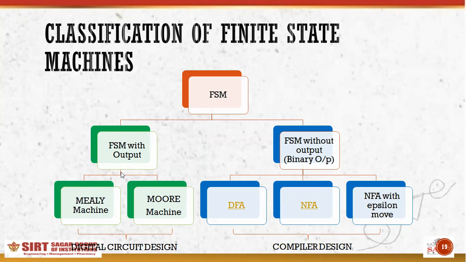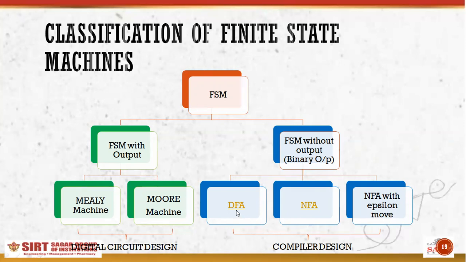Okay. Further classifying this finite state machine with output category, we will be studying 2 machines that are Mealy machine and Moore machine. The application of these Mealy and Moore machines is mainly in the area of digital circuit design. Talking about another classification, that is finite state machine without output, that means it gives the binary output. We'll be studying 3 different machines. First one is DFA, second one is NFA, and third is NFA with epsilon.